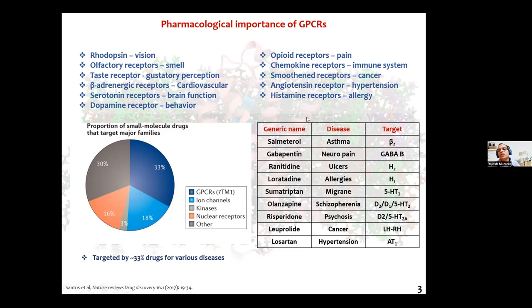And I'm giving you some examples of the generic names. Adrenergic receptors are targeted by drugs prescribed for asthma, and the GABA B receptor is for neuropathic pain. Histamine receptor antagonists are prescribed for allergies and ulcers, and beta 2 agonists for asthma, as I said. And angiotensin receptor blockers are prescribed for hypertension, and so on.